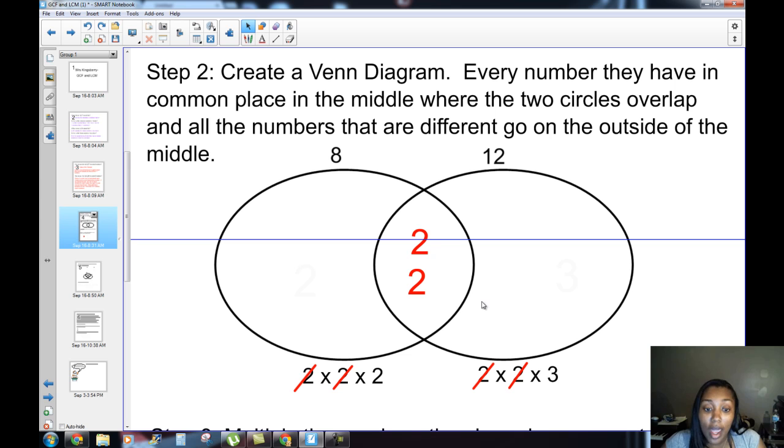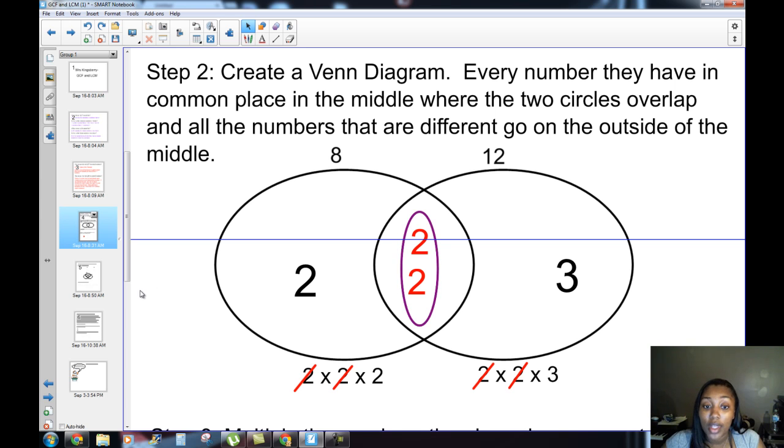Then I see, well, what do they have that's not in common? Well, I see that the 8 has an extra 2 that I'm going to put over here. And then the 12 had an extra 3, and I'm going to put that over here. And then I see in the middle what's overlapping are basically the 2 2's that they had in common.